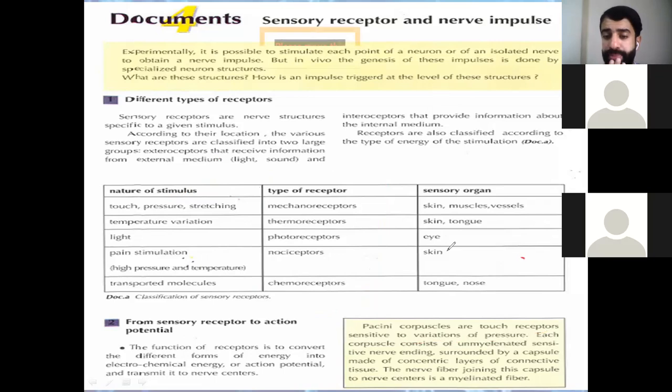They are touch receptors sensitive to variations of pressure. Each corpuscle consists of unmyelinated sensitive nerve endings surrounded by a capsule made of connective tissue. The nerve fiber joining this capsule is a myelinated one. So we have a myelinated fiber. Here we talk about the Pacini corpuscle.